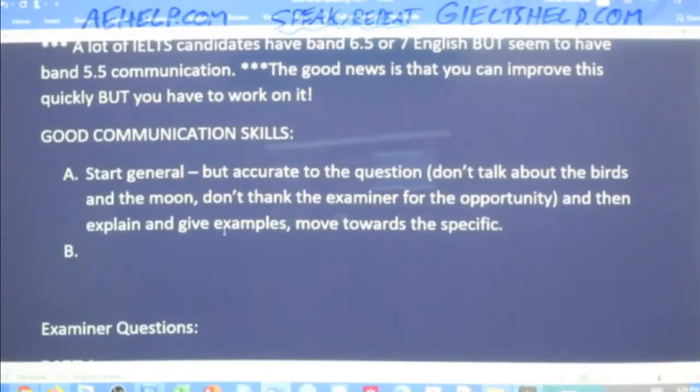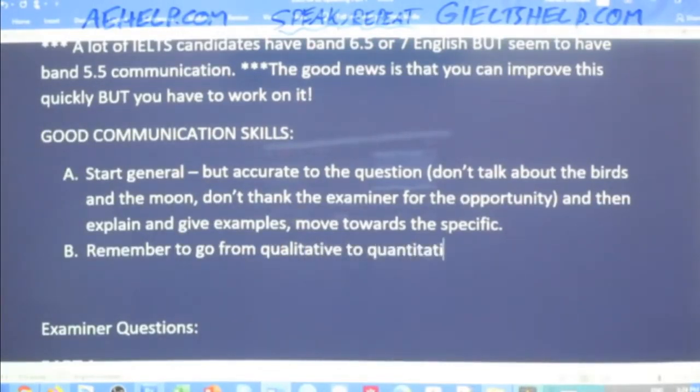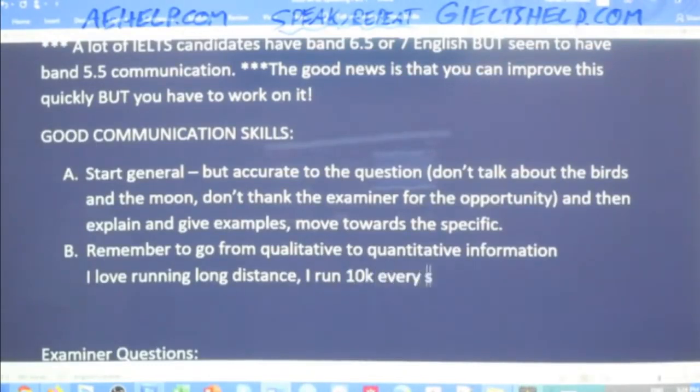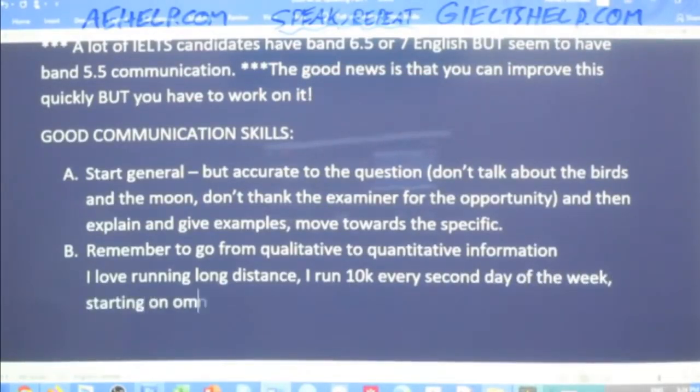Okay. And again, remember to go from qualitative to quantitative information. So: I love running long distance. I run 10K every second day of the week, starting on Monday.